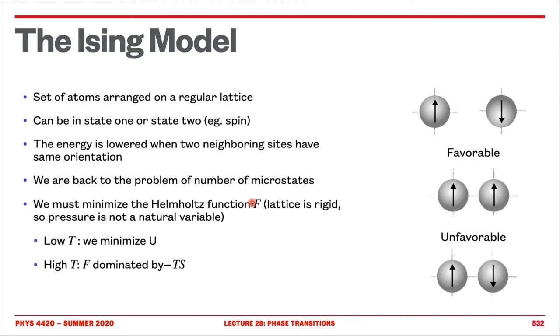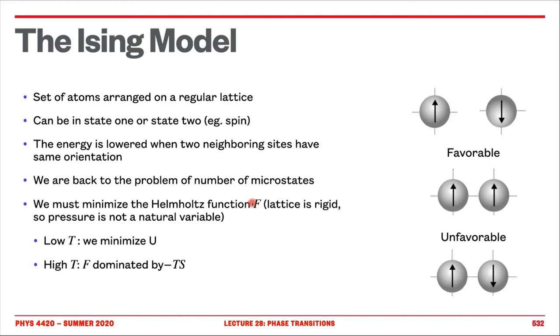However, here we are going to suppose the lattice is rigid. So in other words, we are working at constant volume. In that case, if we work at constant volume and constant temperature, these are the natural variables for the Helmholtz function. So that's what we are going to use.